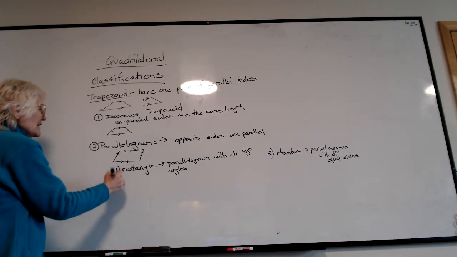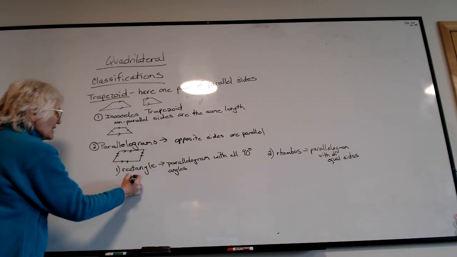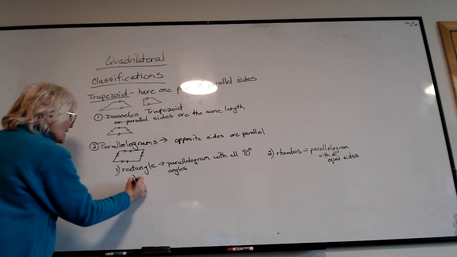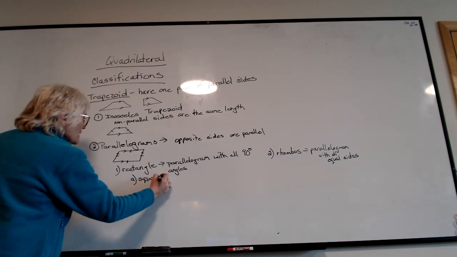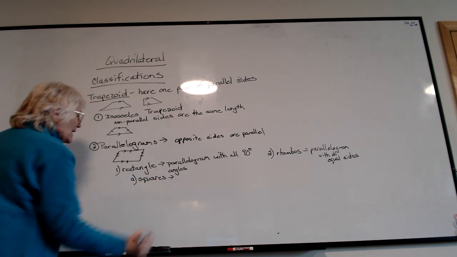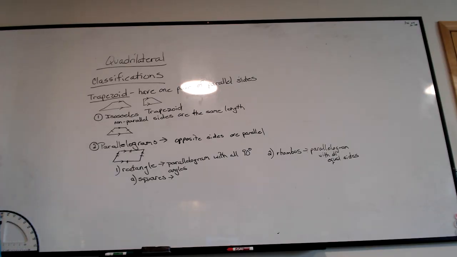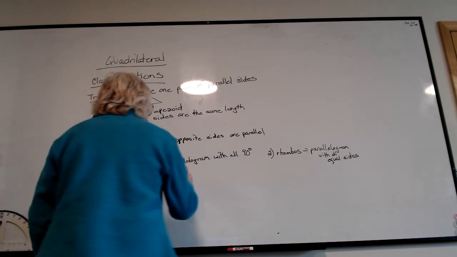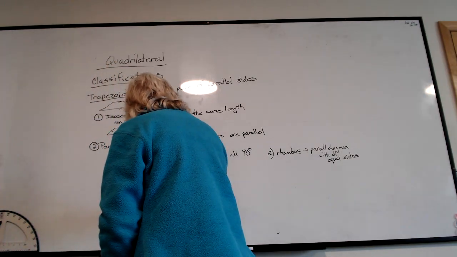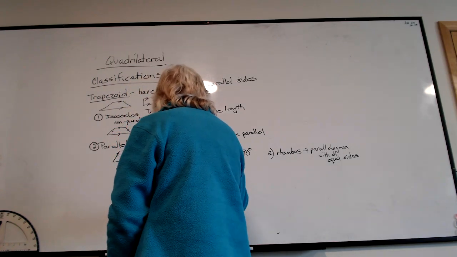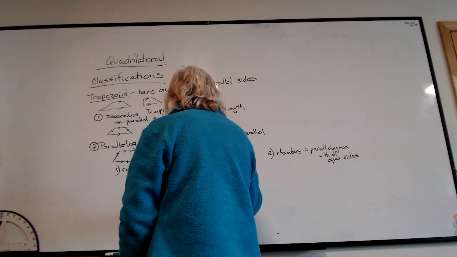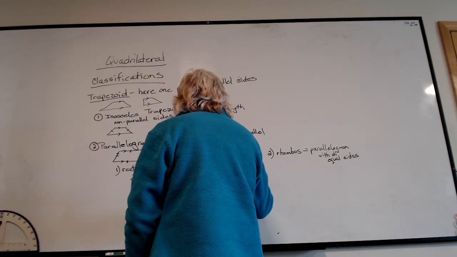Inside the rectangle, so now we're kind of going inside the rectangle, I'm going to call it A, we have squares. Aren't all squares rectangles? Yep, but not all rectangles are squares. That's correct. So squares are rectangles with equal sides.